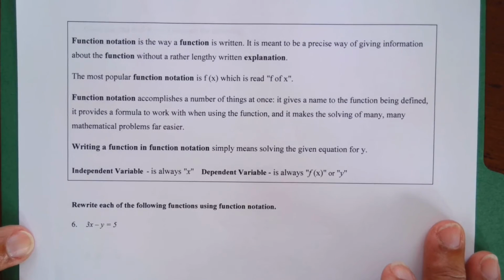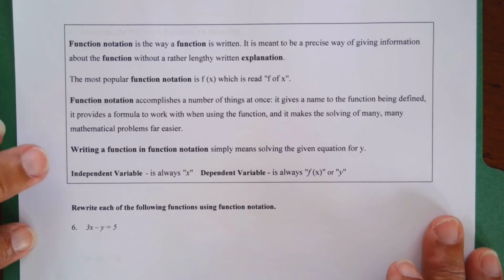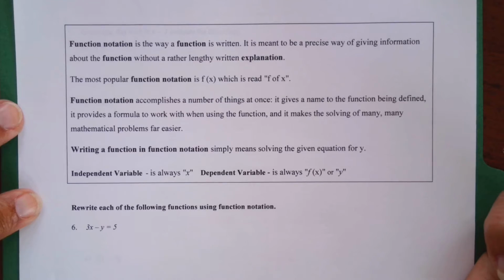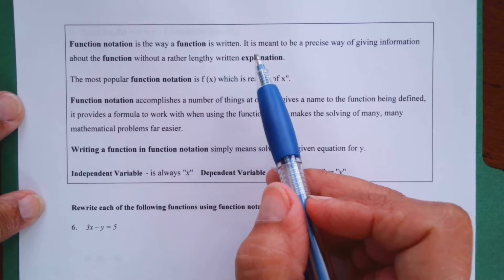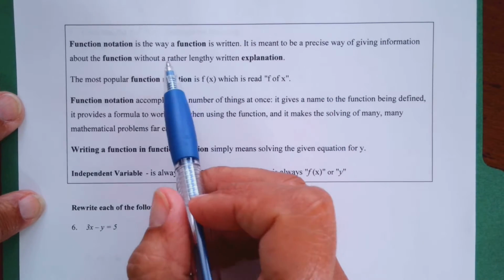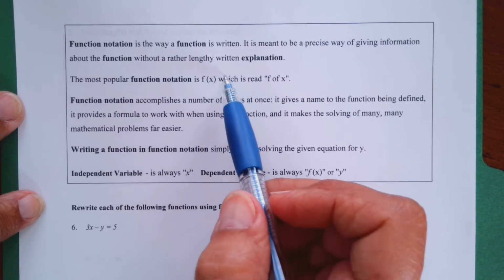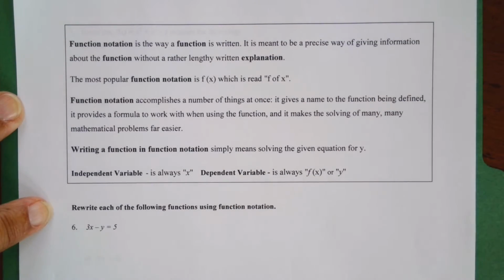Okay. All right, so now a little bit about function notation. All right, so on that last page we were solving for y. And if you solve for y, then you have a function. Well, sometimes you're going to be given functions that don't start with y, they use function notation. Okay, so that's what this is about. So up at the top of page 2, it says function notation is the way a function is written. It is meant to be a precise way of giving information about the function without a rather lengthy written explanation. So it's kind of a shortcut.